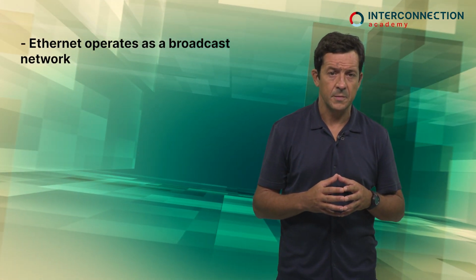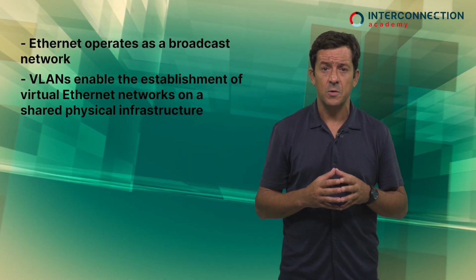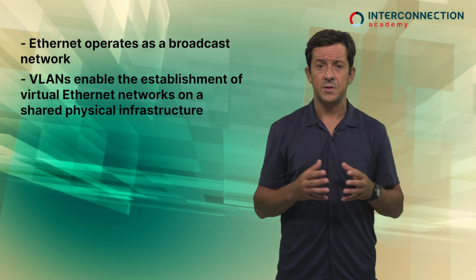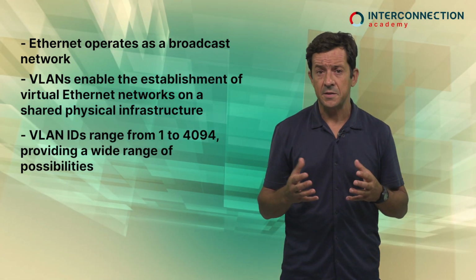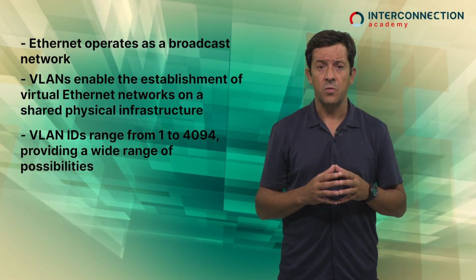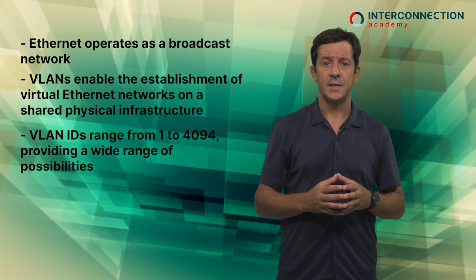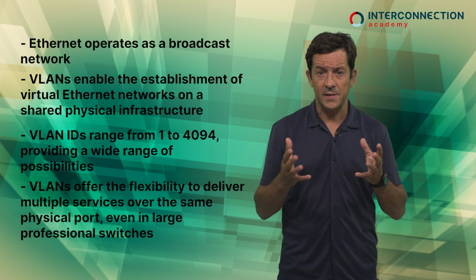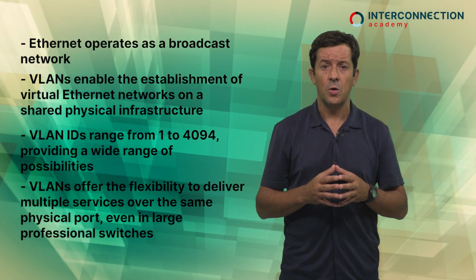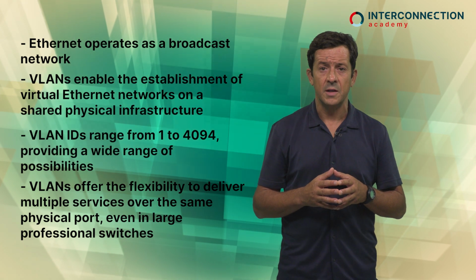To summarize, let's recall some key facts about VLANs. Ethernet operates as a broadcast network. VLANs enable the establishment of virtual Ethernet networks on a shared physical infrastructure. VLAN IDs range from 1 to 4094, providing a wide range of possibilities. VLANs offer the flexibility to deliver multiple services over the same physical port, even in large professional switches. Understanding and implementing VLANs allows for efficient network segmentation and service delivery, whether in home networks or complex data center environments.